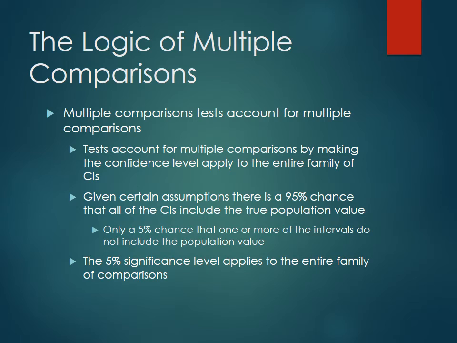So again, multiple comparisons tests are going to account for these multiple comparisons. Obviously, the tests account for multiple comparisons by making the confidence interval apply to the entire family of confidence intervals, so just widening those out. Given certain assumptions, there's a 95% chance that all of the confidence intervals include the true population mean, which would allow us to say there's only a 5% chance that one or more of the intervals do not include the population value. Just by random chance, you might find something that would be statistically significant. So just know this is allowing us to have less chance of making a type 1 error when doing these multiple comparisons.